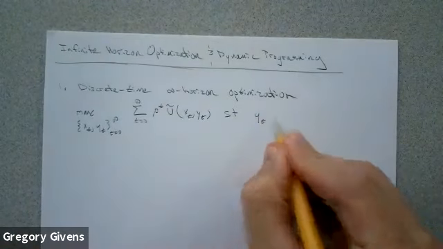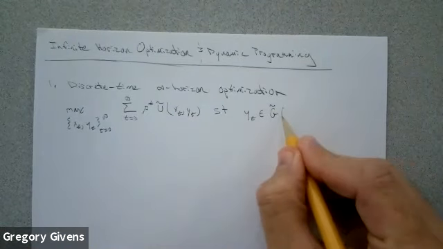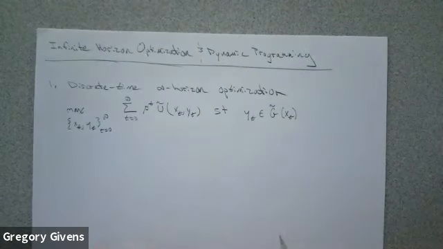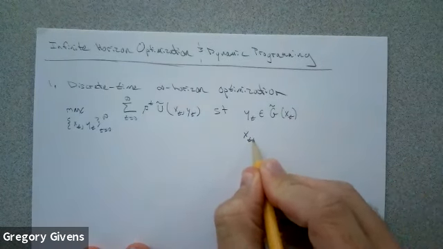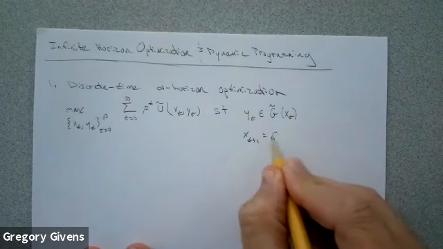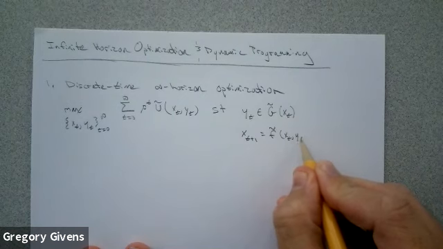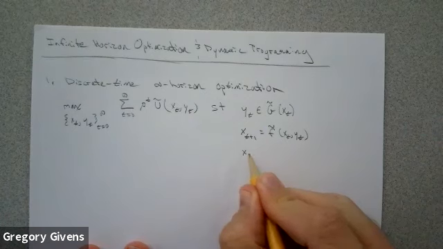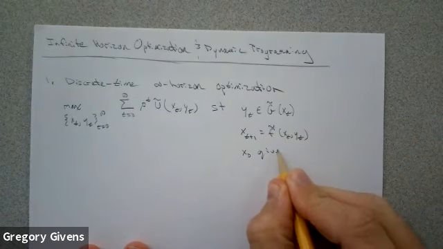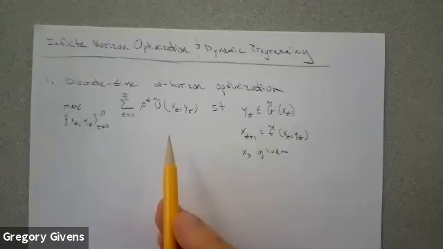One of them is that yt is an element of some set called G tilde that I'm going to define in a minute. All this stuff may seem very esoteric, but it'll be clear in just a moment. Xt plus 1 is equal to some function F tilde of xt and yt. These hold for all t. And the initial value of x is going to be given in the problem. Okay? That's what the generic discrete time infinite horizon maximization problem looks like.